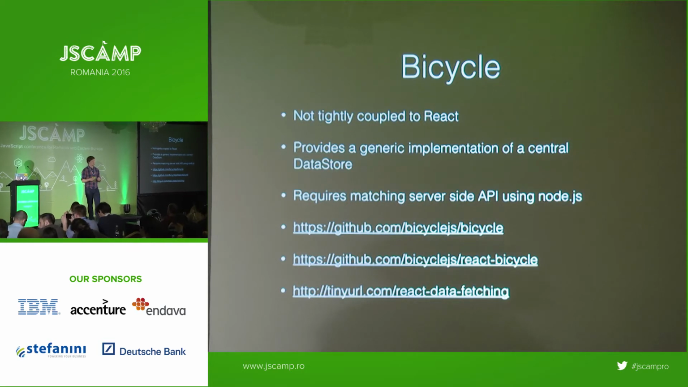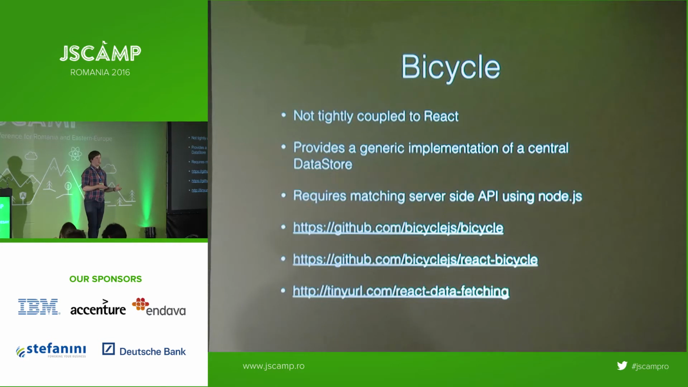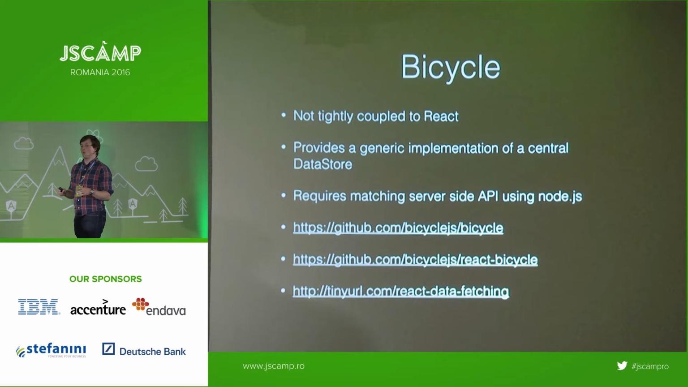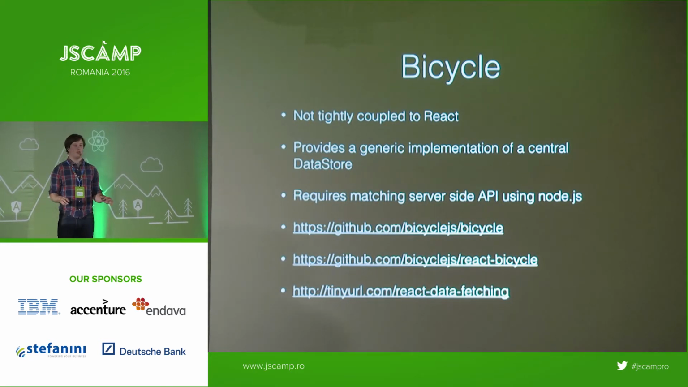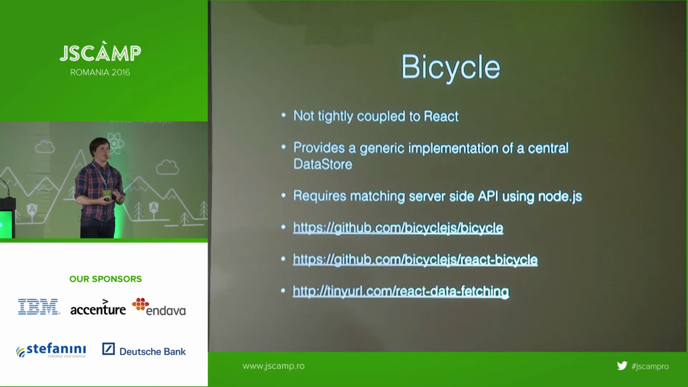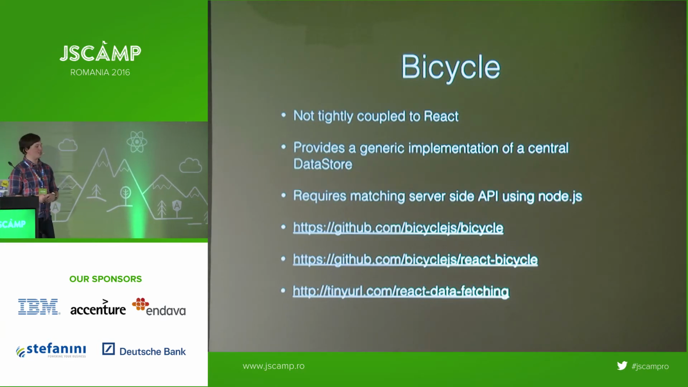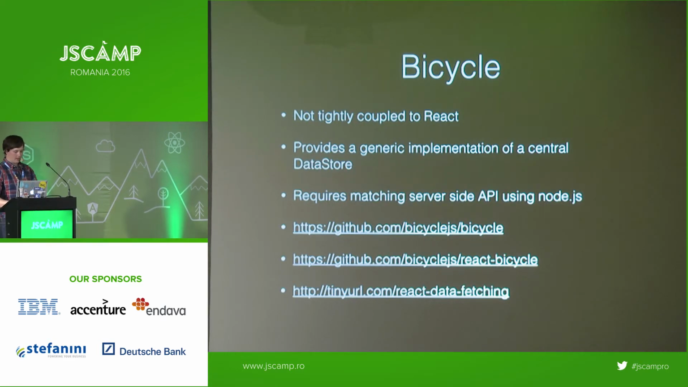I have only built it to work with a matching server-side API, so you do have to write your server in Node.js if you want to use Bicycle at the moment. As far as I'm aware, there's no one using this in production, so this isn't battle-tested production code. Great for your next hobby project. Great if you want simple examples of this to follow to build your own data fetching library. But if you're using it in production, then you're on the cutting edge at least. So let's have a look at some of the code for that next.